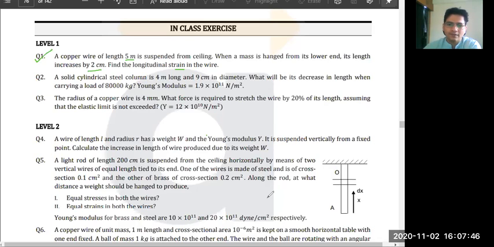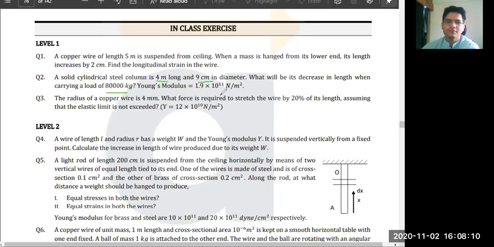Think about it. Second one. Go through the problem. We have a solid cylinder, a cylindrical steel column of 4 meter length. This length is given, diameter, area given. Decrease in length when carrying this load. Now, in this case, again, it is the same. Yes or no?